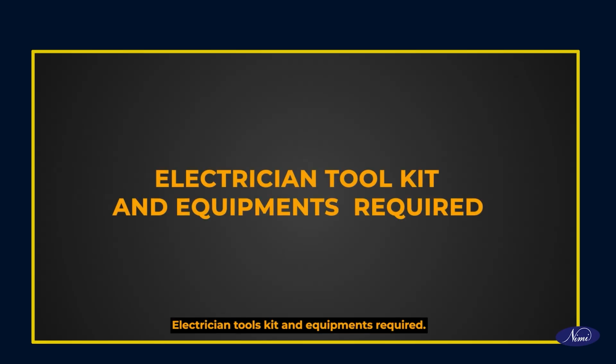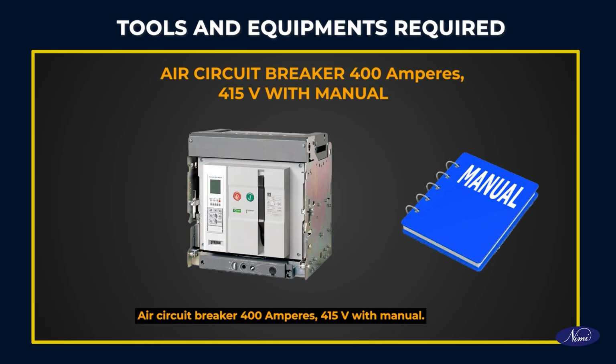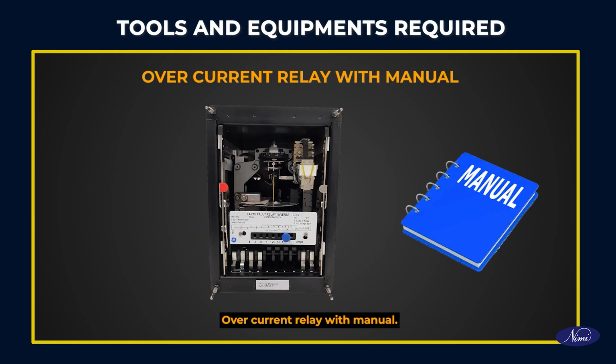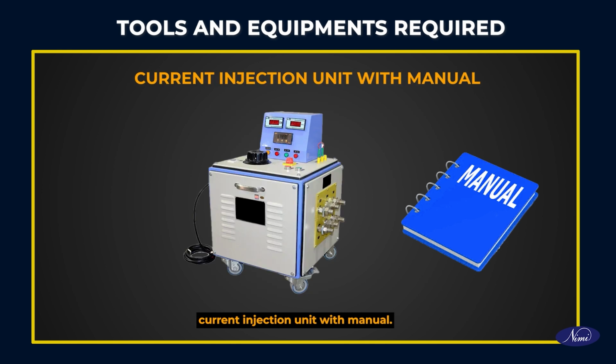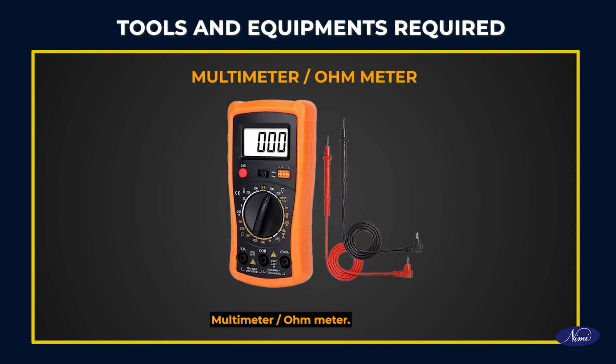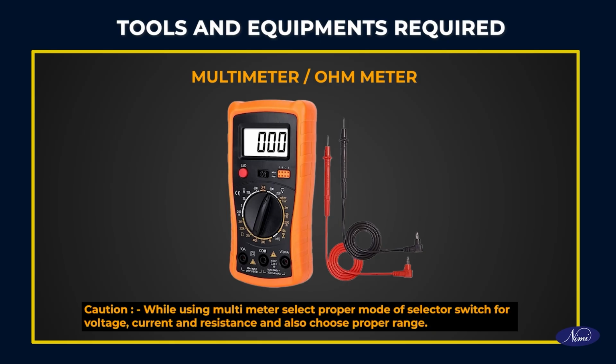Electrician toolkit and equipment required: electrician toolkit, air circuit breaker, 400 amperes, 415 volts with manual, overcurrent relay with manual, current injection unit with manual, multimeter or ohm meter. Caution: while using multimeter, select proper mode of selector switch for voltage, current and resistance, and also choose proper range.